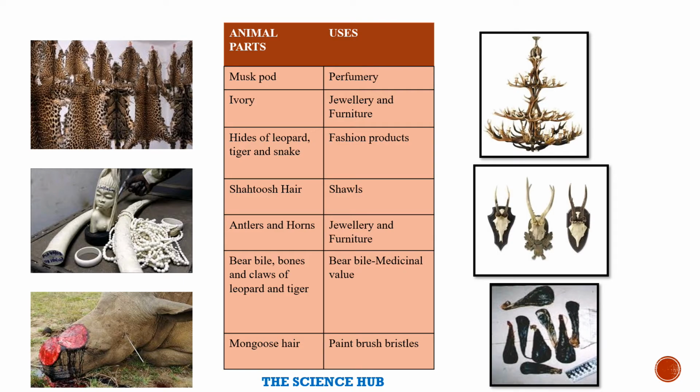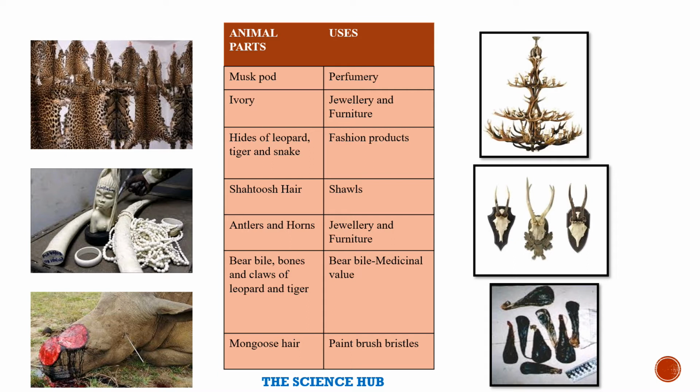Now let us have a look at the various body parts for which the animals are being hunted. Musk pot, which is obtained from deers, is used for perfumery. Ivory, which is obtained from animals like elephants, and the bones and claws of leopard and tiger, are used for jewelry and furniture. Hides of leopard, tiger and snake are used for fashion products.